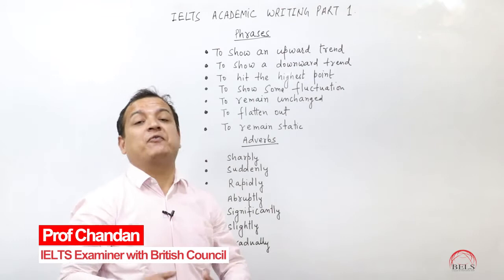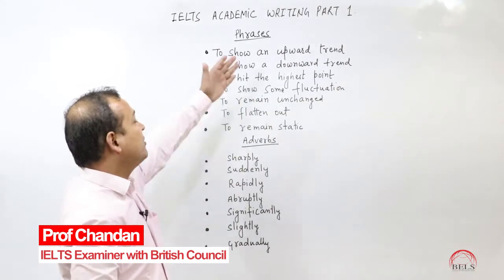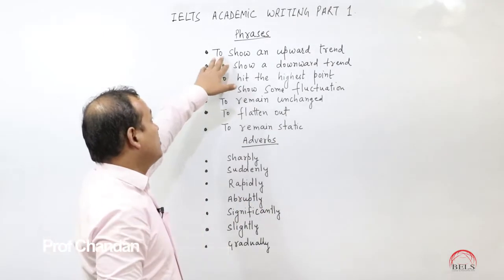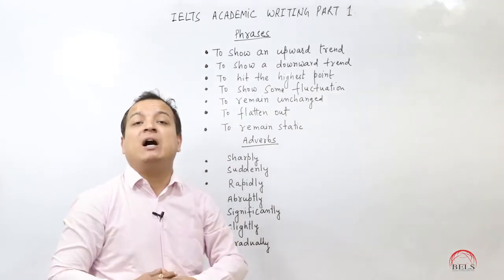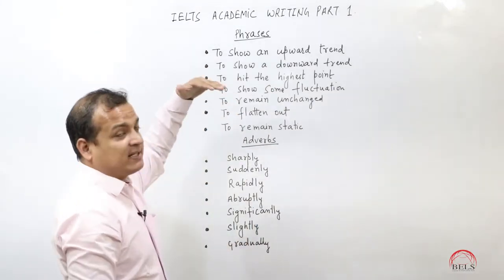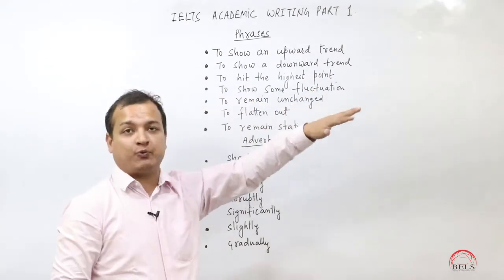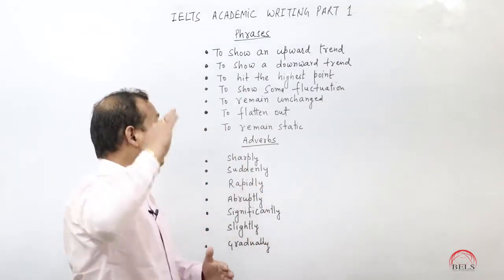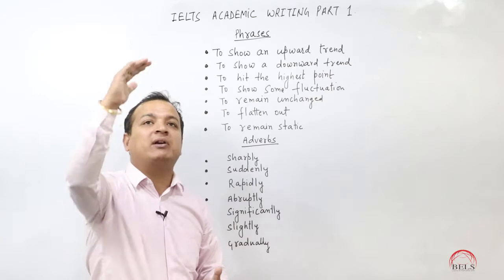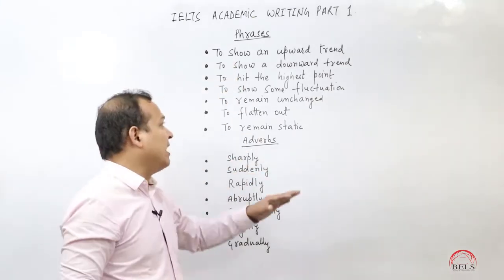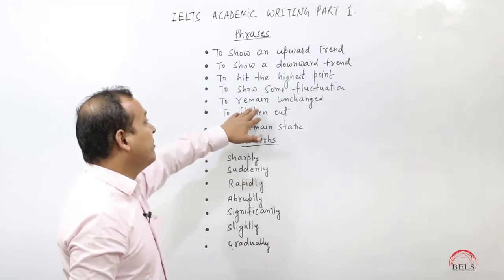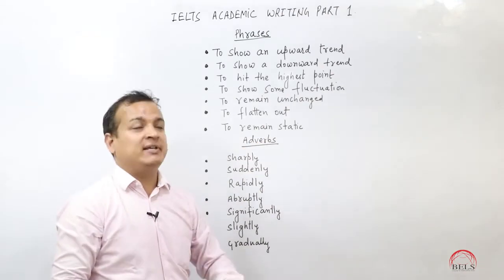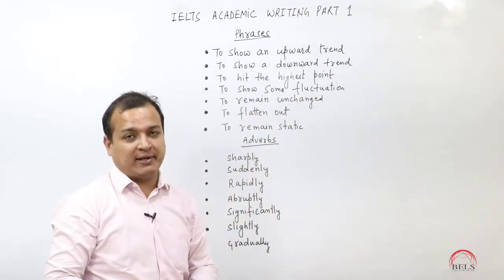You can also use some phrases in Writing Part 1. I have mentioned phrases here. The first, if there is an upward trend, if the graph is going up, you can use to show an upward trend. However, the graph shows the upward trend like this. If there is a downward trend, you can say to show a downward trend. If it goes to the highest point, you can say to hit the highest point. To show some fluctuation: sometimes the graph is going up and down like this, at that time you can say to show some fluctuations. To remain unchanged, if there is no change, then to flatten out, to remain static. These are the phrases you can use in Writing Part 1.